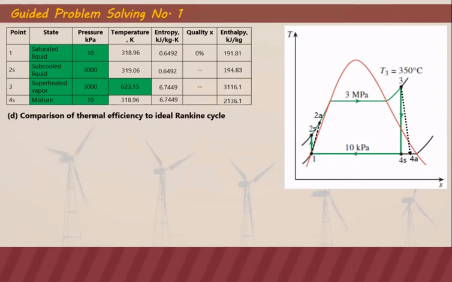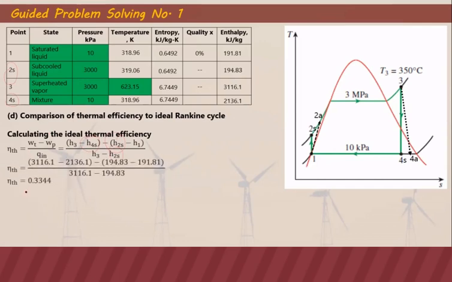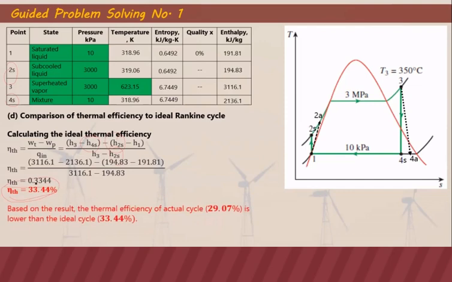Letter D. Comparison of thermal efficiency to the ideal Rankine cycle. So for the ideal thermal efficiency, we can simply use the value of the isentropic values, which is H4S and the H2S we can get in the table, but the same formula. So by substituting those values, our ideal Rankine cycle efficiency is 33.44%. So as you can see, based on the result, the thermal efficiency of the actual, which is 29.07%, is lower than the ideal cycle, which is 33.44%.